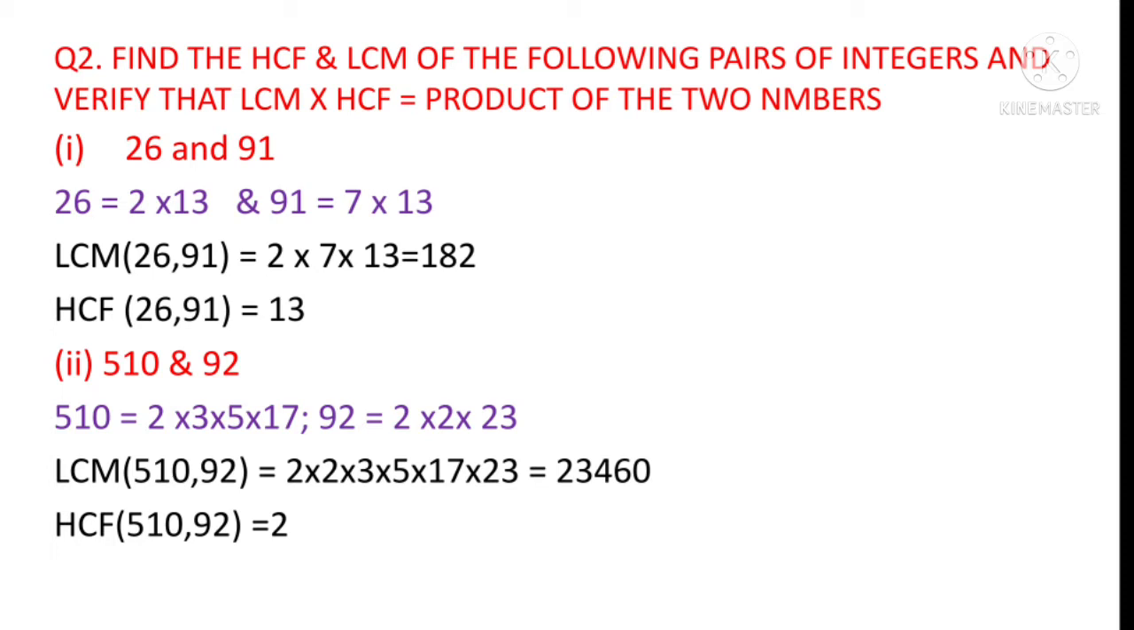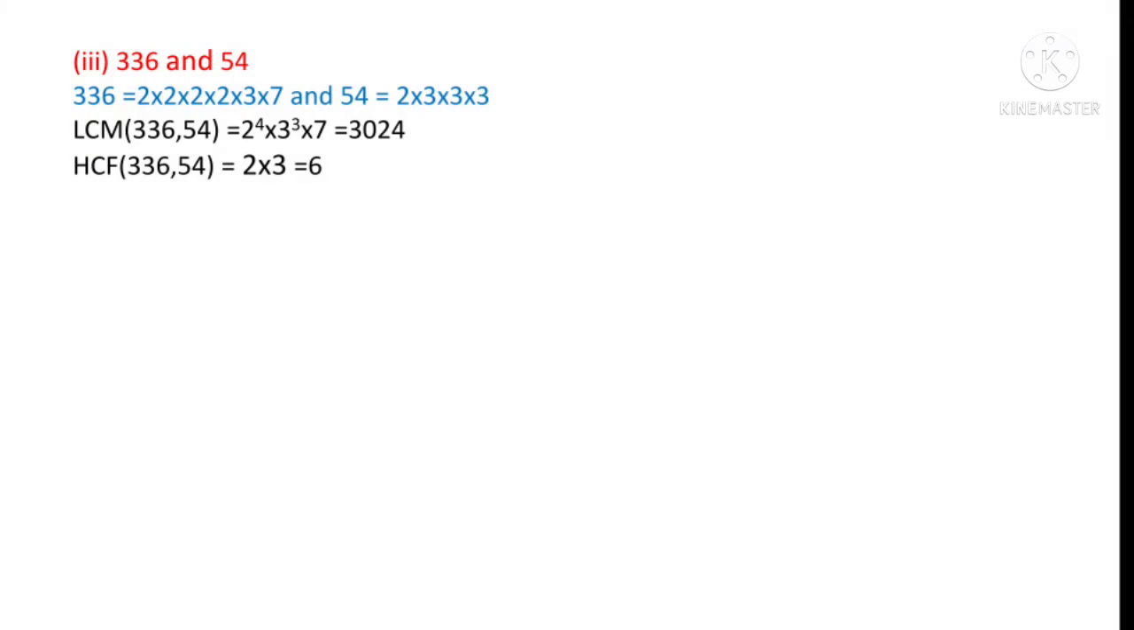Now you can multiply the SCF and the LCF, then you will come to know that this will be the product of 510 into 92. Now let us take 336 and 54. So 336 can be factorized as 2 into 2 into 2 into 2 into 3 into 7, and 54 can be written as 2 into 3 into 3 into 3.